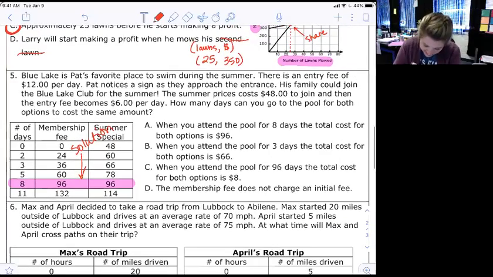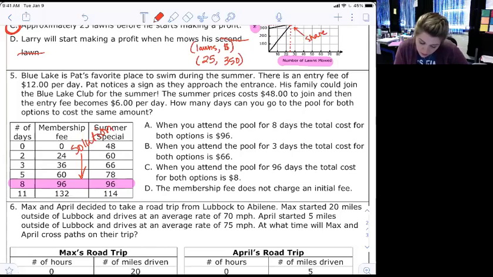So I will go ahead and read this. Blue Lake is Pat's favorite place to swim during the summer. There's an entry fee of $12 per day. Pat notices a sign as they approach the entrance. His family could join the Blue Lake Club for the summer. The summer prices cost $48 to join, and then the entry fee becomes $6 per day. How many days can you go to the pool for both of the options to be the same amount? Again, keyword, same amount. So we're looking for 8 days, because our days are over here. And then our 96 is going to be our fee.